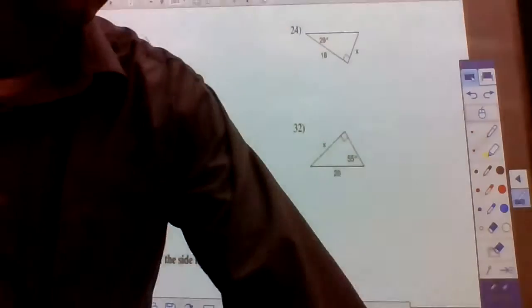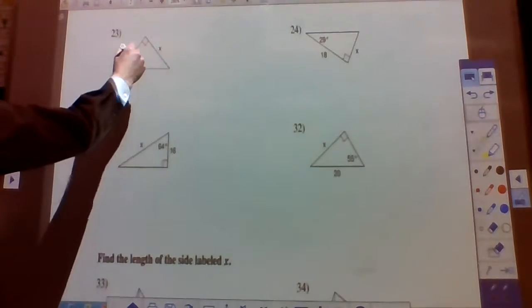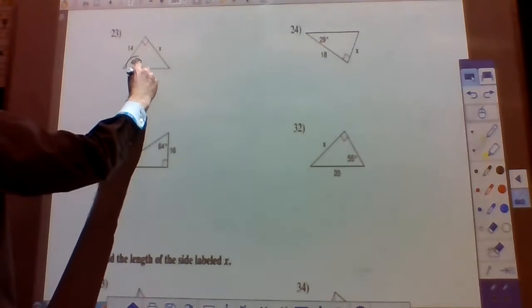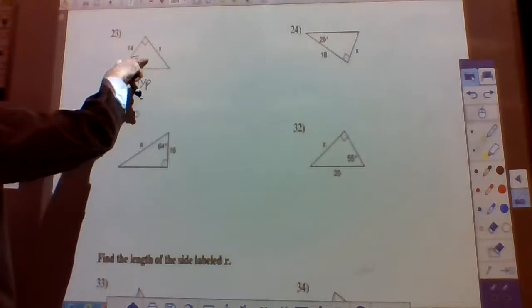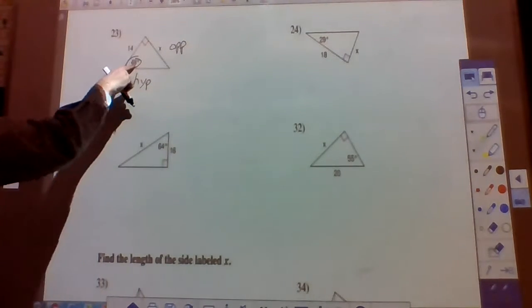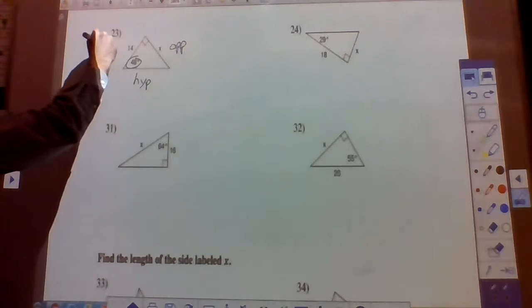So again, let's circle the one we want here. 48. Hypotenuse is across from the right angle. Across from the angle in question is the opposite leg. And next to the angle in question is the adjacent leg.